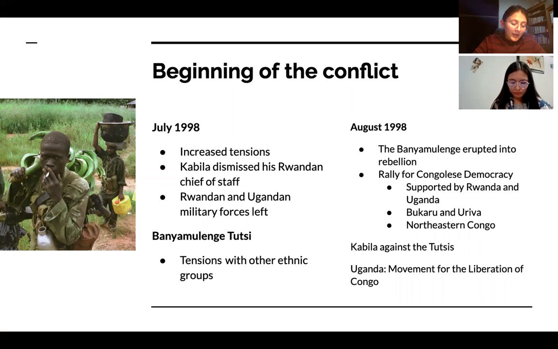And Kabila took a really important role in agitating public opinion against the Tutsis, which led to lynching between the ethnic groups and many other people, which resulted in a lot of deaths. Also, we have to know that Uganda created a rebel group, the Movement for the Liberation of Congo, and this movement joined all the factions that were part of the conflict.